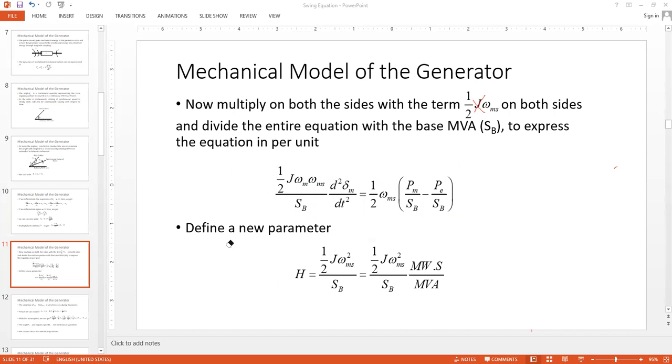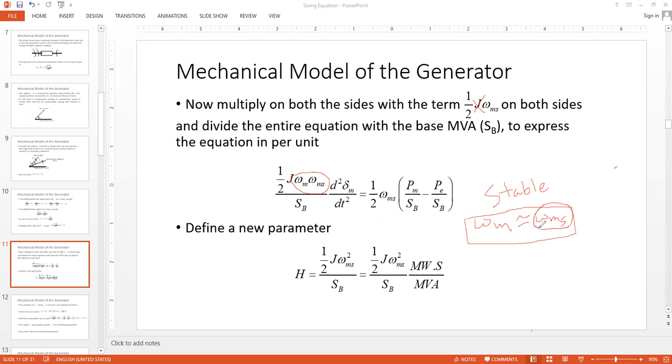Next we define a new parameter, and we make a small assumption. We assume that omega m is approximately equal to omega ms. Here you see omega m multiplied by omega ms. And if the system is stable, of course, there is a condition. If the system is in the stable mode of operation, then you can say omega m, even in the transient state, doesn't go well beyond omega ms.